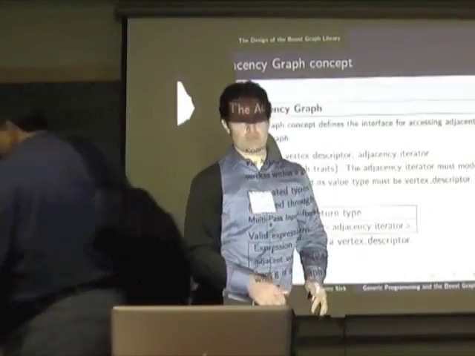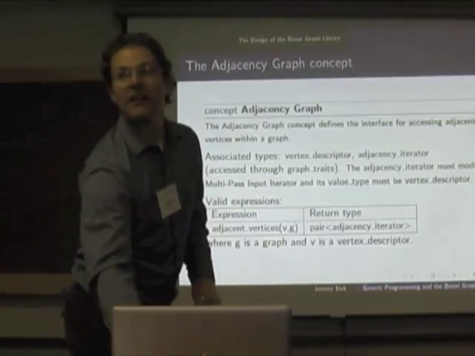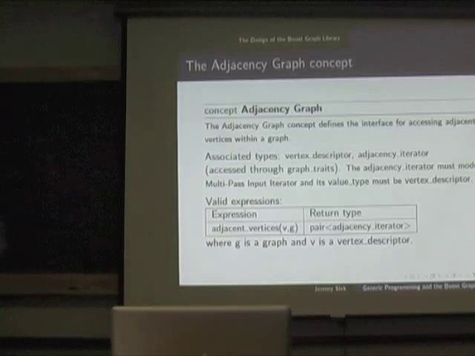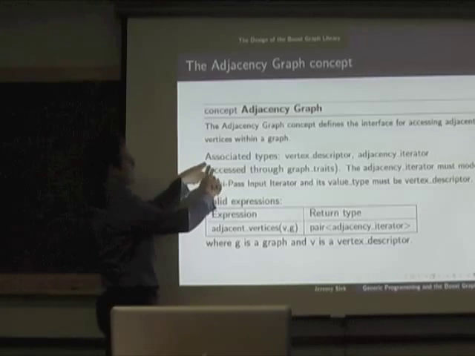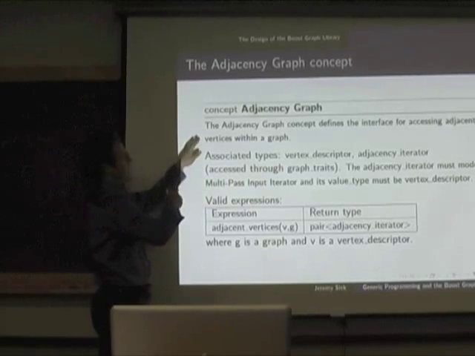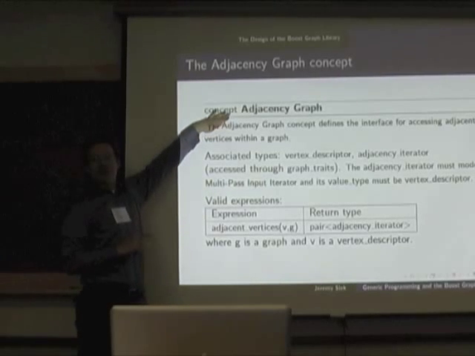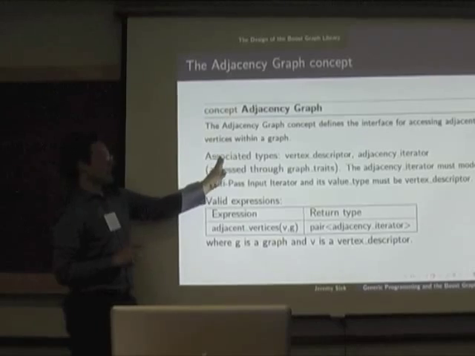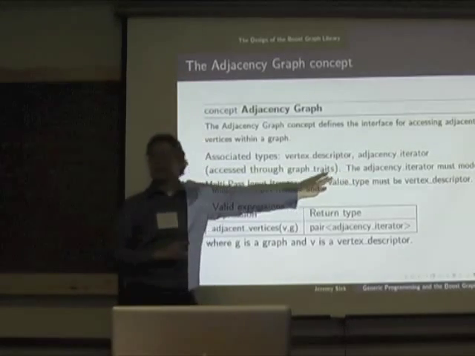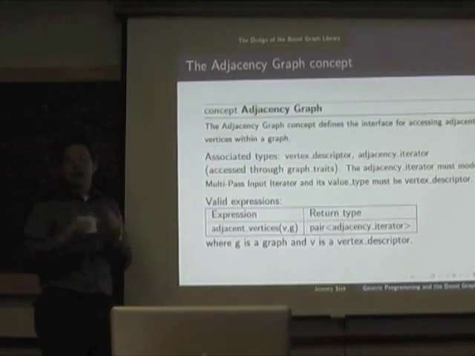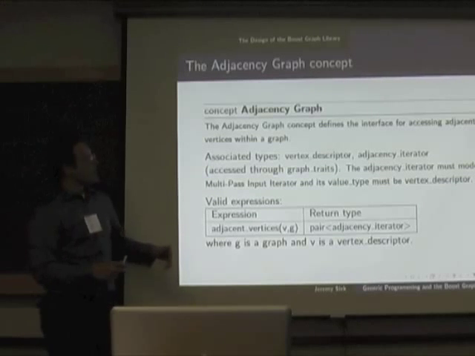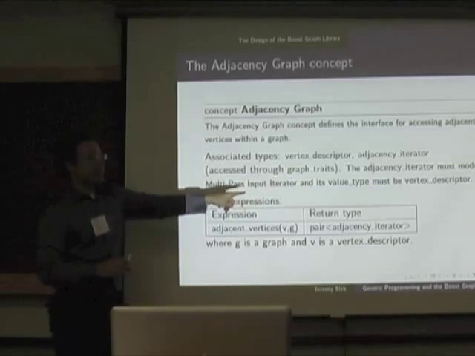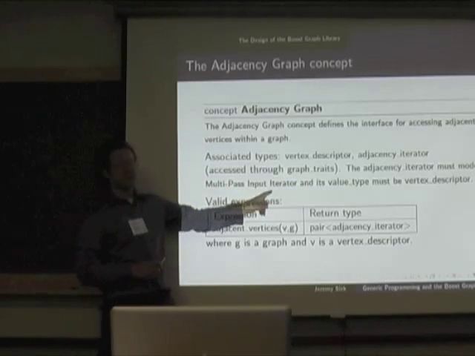Can you say that the adjacency iterator is a concept that inherits from the multi-pass iterator concept? No. These are associated types, right? So anything that wants to model adjacency graph has to provide an adjacency iterator, and you do that using typedefs and traits and stuff like that, but you have to implement some guy, and then that adjacency iterator has to implement multi-pass input iterator.